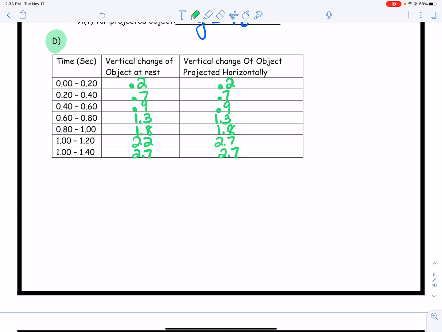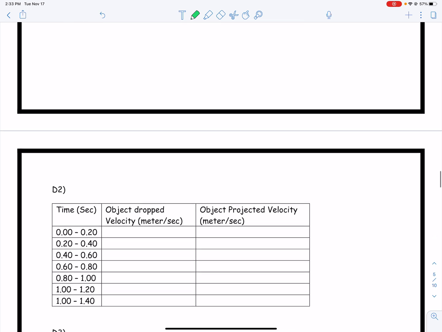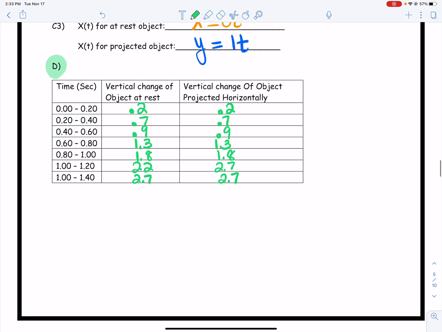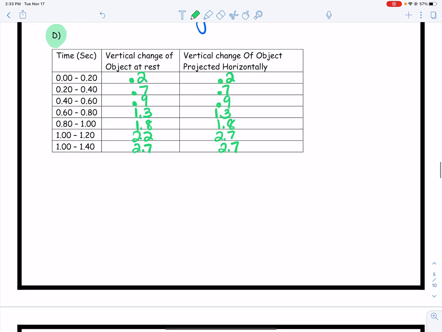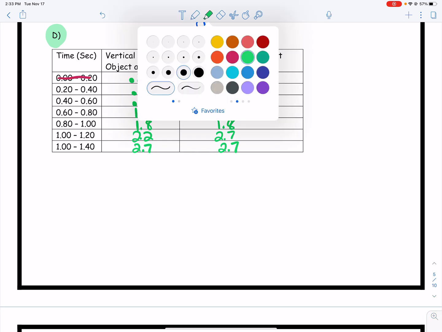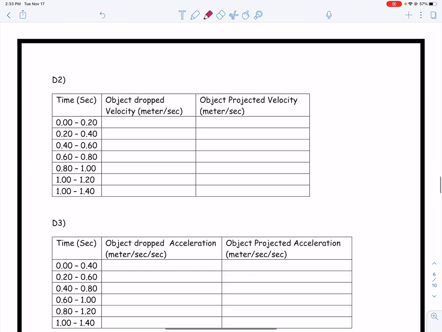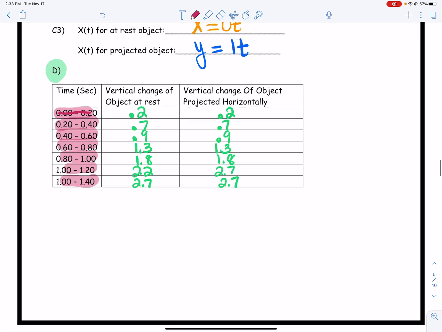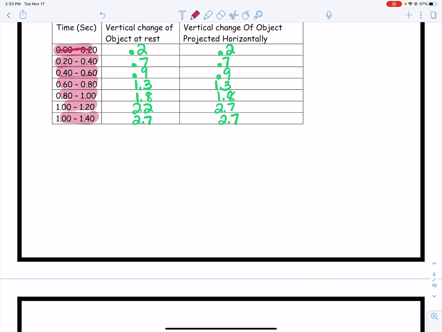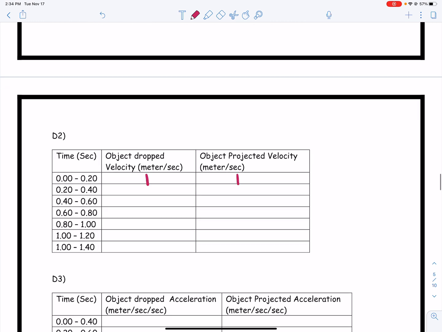Okay, so when I do these things, it says calculate the change in the position. So I want the velocity. So it was 0.2 divided by 0.2 because that's my change. Each of these have changes of 0.2. So I'm going to do 0.2 divided by 0.2. So my answer for this first one, and these are going to be the same, is 1. And then my next one is 0.7 divided by 0.2, and it's 3.5.